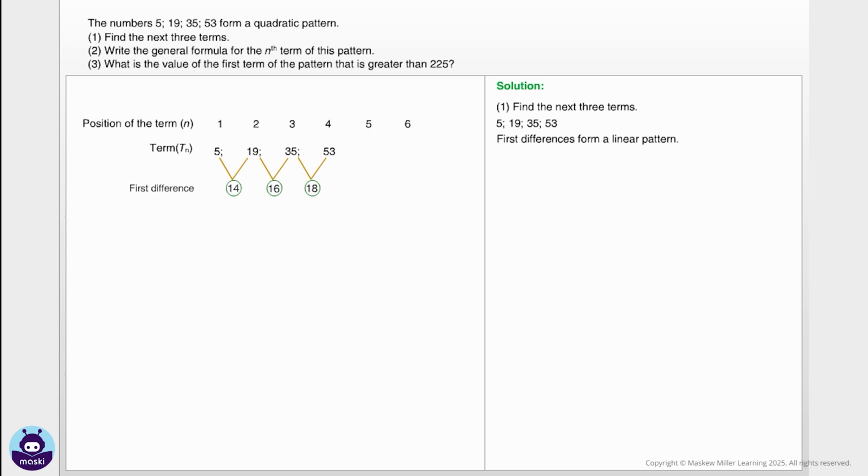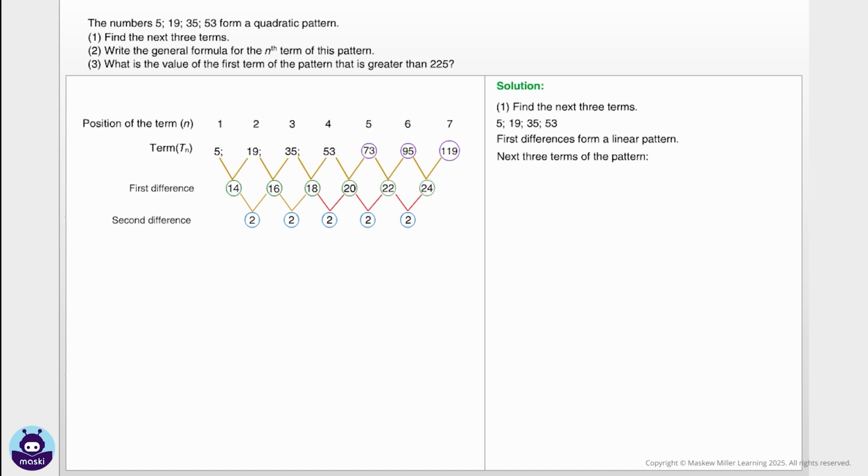We will be able to extend the quadratic pattern if we determine the next three terms of this linear pattern. These first differences can now be used to determine the next three terms of the quadratic pattern. Hence, the next three terms of the quadratic pattern are 73, 95, 119.